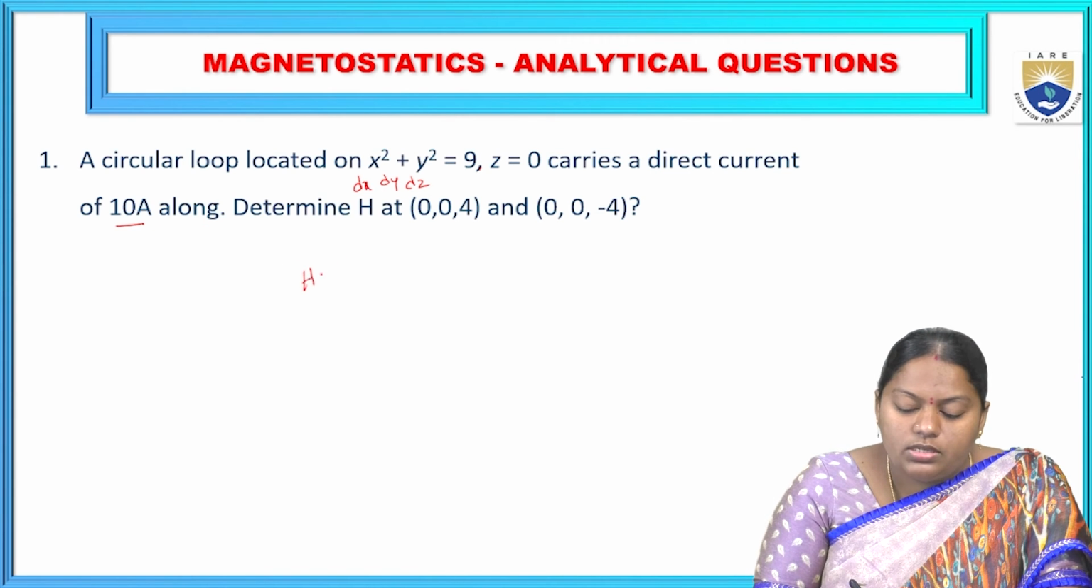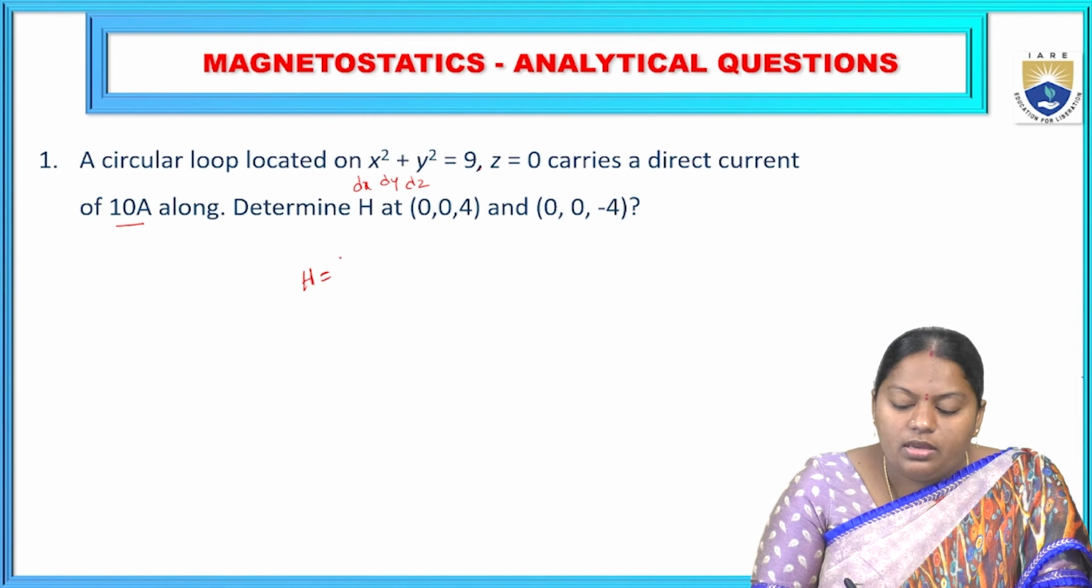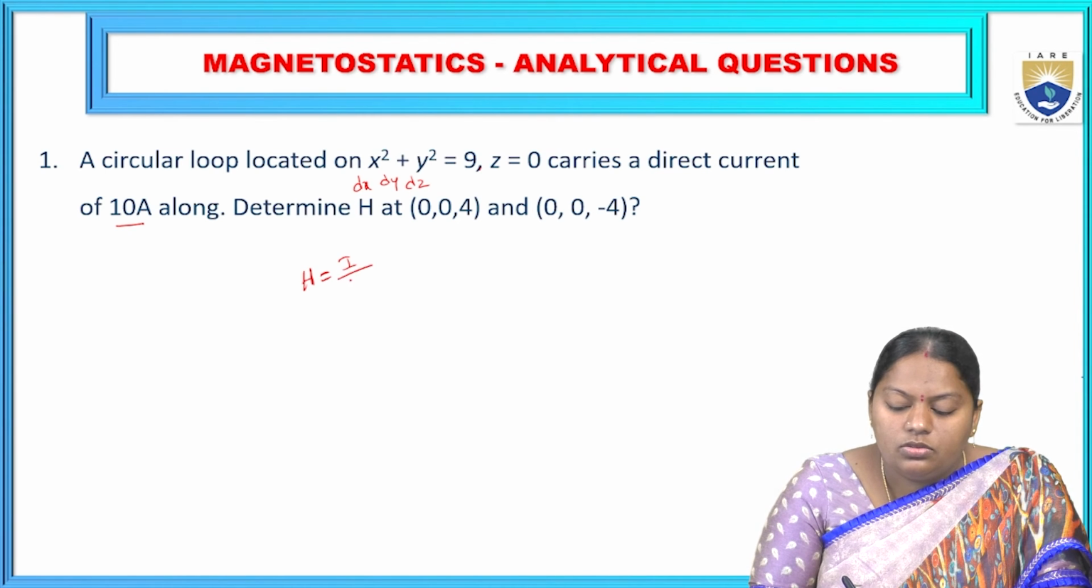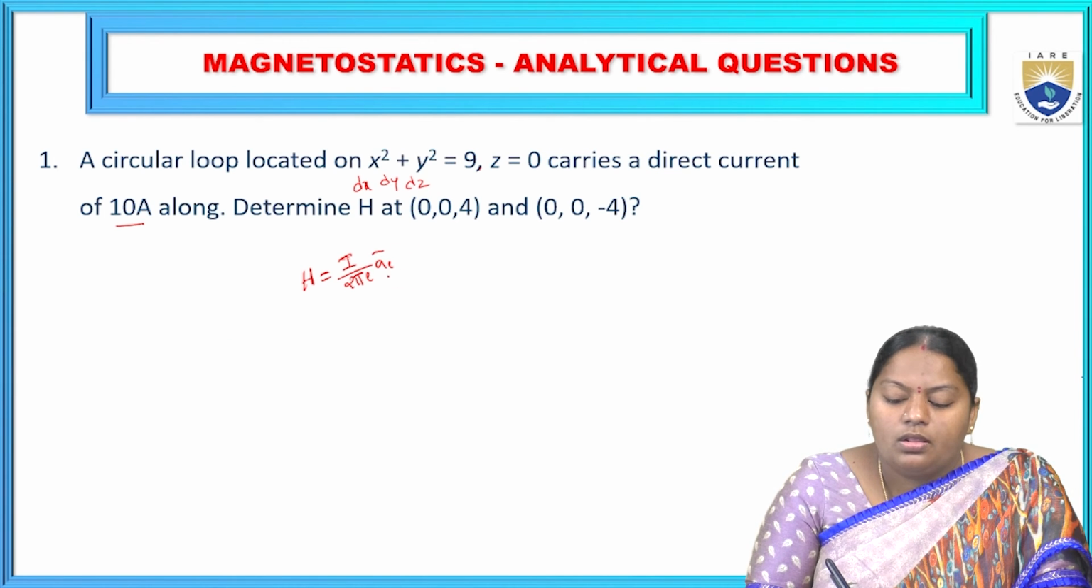So H is given by I by 2 pi rho into a rho, or this is the H phi direction, meaning I by 2 pi rho into a rho.